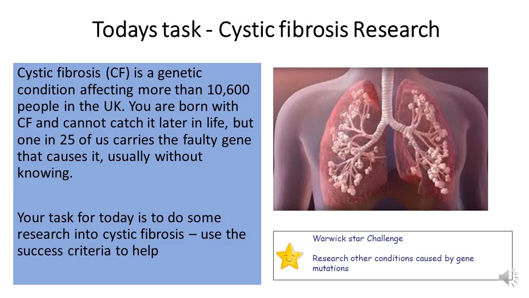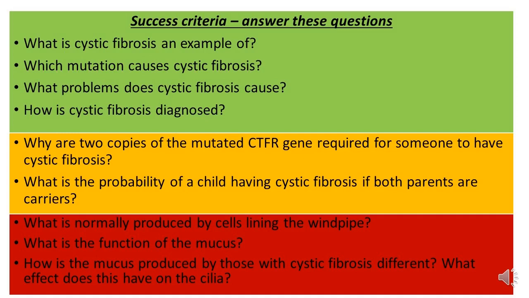So on the next slide, we're going to talk through some success criteria which you'll need to use to help guide you through the research that you're going to do. Okay, so we can see here the success criteria for this task, and you can see that it's color coded. So the green section at the top is a section that every single student should be able to do. The first bit there that says, what is cystic fibrosis an example of? You should be able to answer that question just by having listened to the video so far and have listened to what I've been talking about.